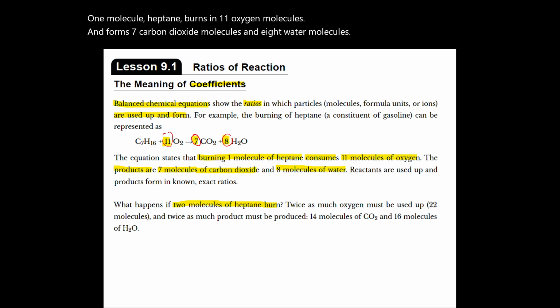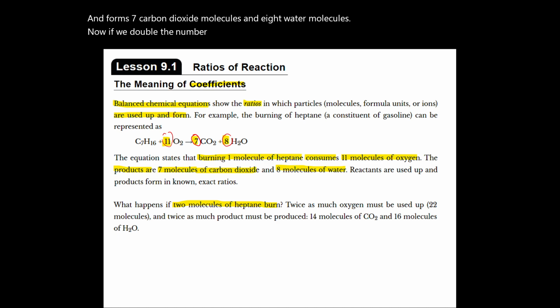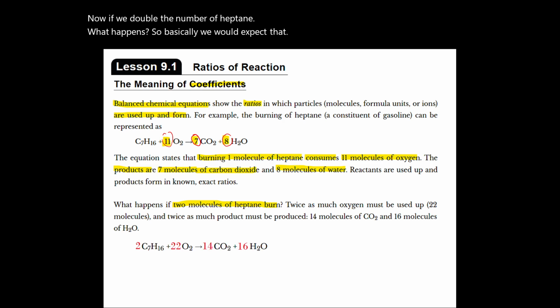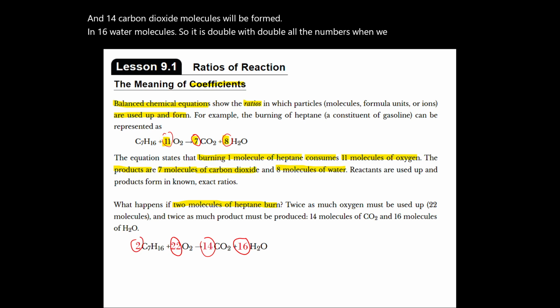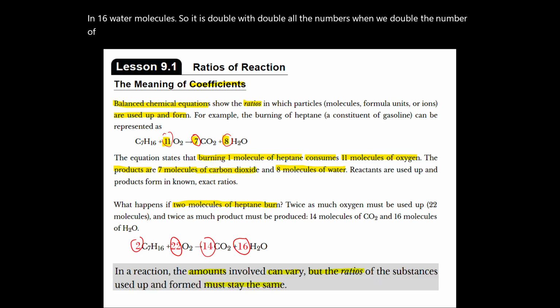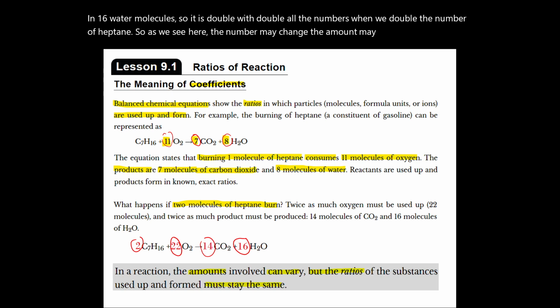Now, if we double the number of heptane molecules, what happens? We would expect that 22 oxygen molecules will be consumed, and 14 carbon dioxide molecules and 16 water molecules will be formed. So it is double. We double all the numbers when we double the number of heptane. As we see here, the amount may change, but the ratio is still the same.